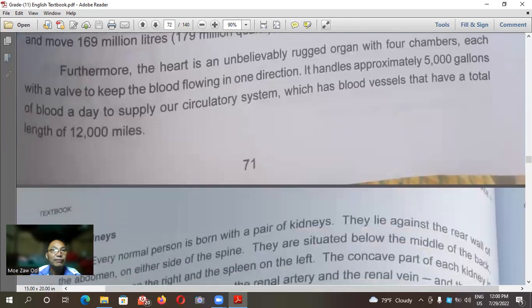Next paragraph. Furthermore, the heart is an unbelievably hardworking organ with 4 chambers, each with a valve to keep the blood flowing in one direction. Valve. Okay. It handles approximately 5,000 gallons of blood a day to supply our circulatory system, which has blood vessels with a total length of 12,000 miles.